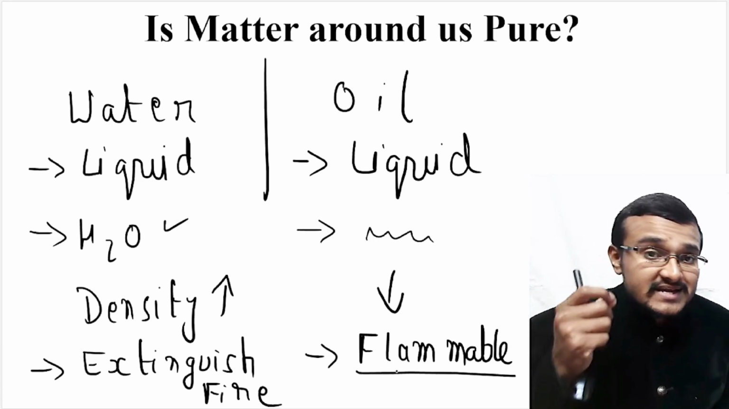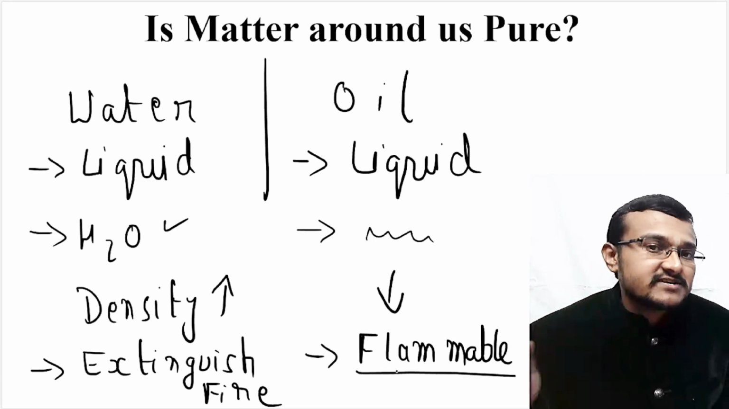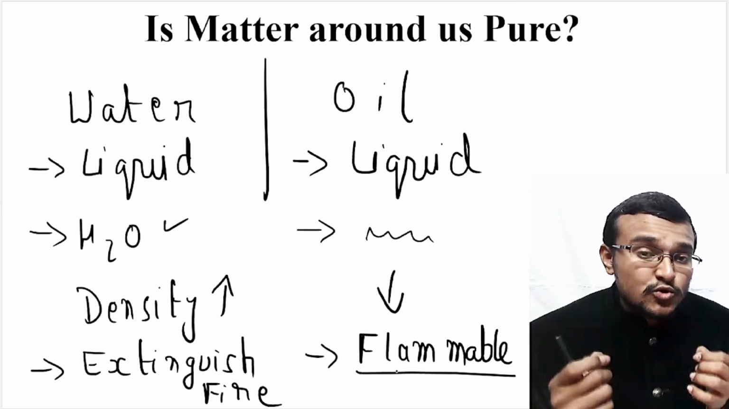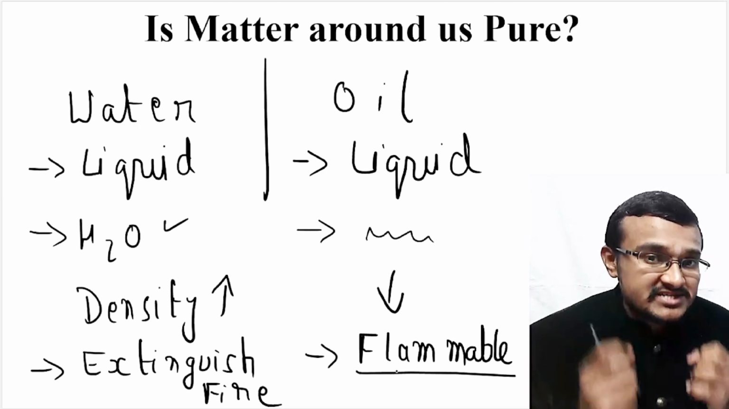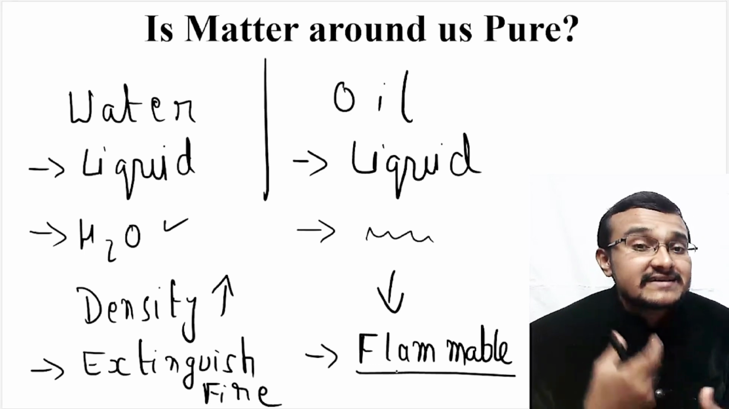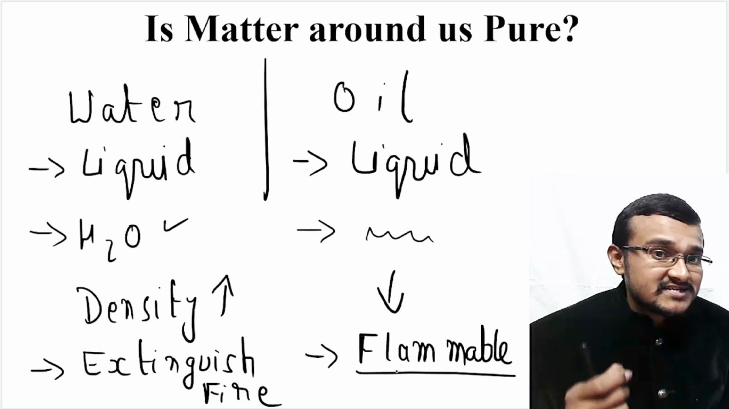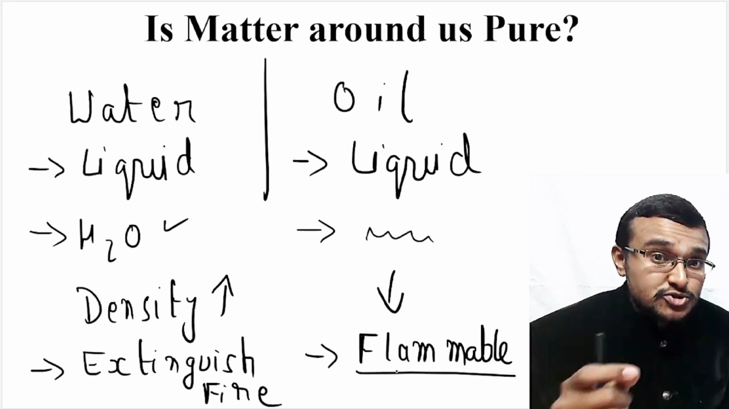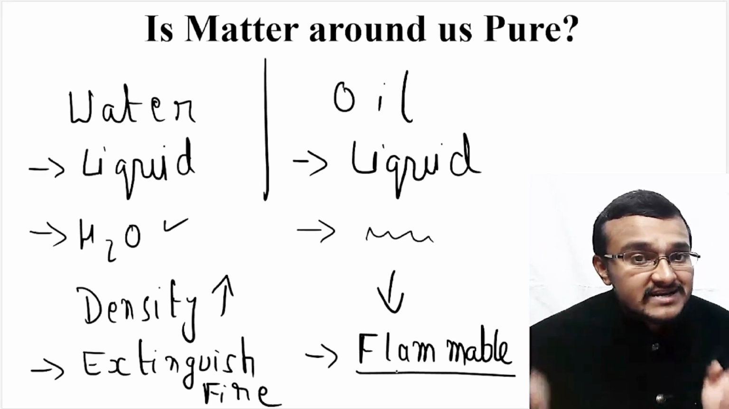That shows the chemical nature of oil is different and the chemical nature of water is different. Even though water and oil are in the same liquid state, because of different chemical nature, they will act differently. And also their rigidity, melting point, boiling point, and all other physical properties are different because of the different chemical composition in these two liquids.